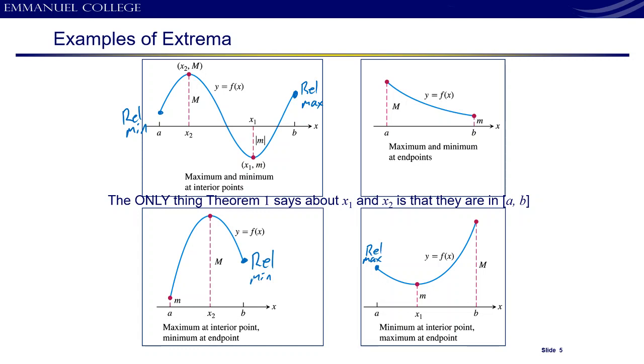Where is the derivative equal to 0? And where's the derivative undefined? So you have to keep those three things in mind. All the theorem says, the extreme value theorem, is that if the interval is closed and the function's continuous on that closed interval, you get an absolute max and an absolute min. It tells you nothing about where they are.